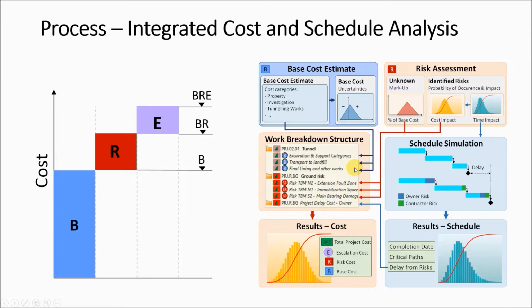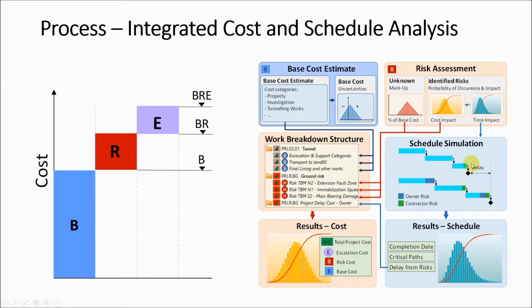The second step is the risk assessment, which you see on the top right here. It consists of two parts. The first one is finding a markup in terms of percentage of base cost for unknown risks. And the second one is identifying, describing, and then quantifying specific risk scenarios in terms of probability of occurrence and cost impact and time impact. The cost impact of identified risks together with the unknown goes directly into the WBS. The time impact is assigned to our schedule.